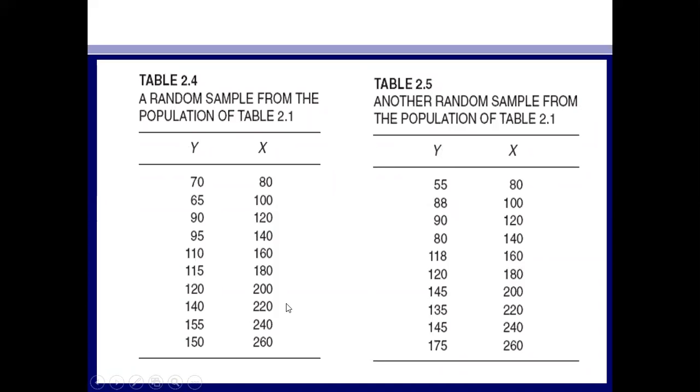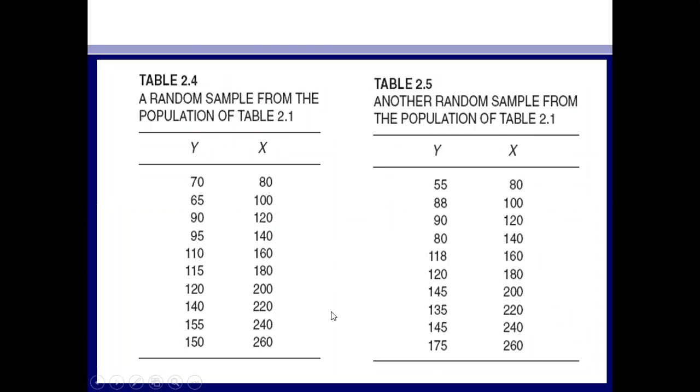So if we use the formula for beta 1 hat using this data, table 2.4, then you would get one numeric value of beta 1 hat. But if you change your sample to this one, table 2.5, it's very clear that because you are changing the data, the numeric value of beta 1 hat would also change. And similarly, if you consider a third sample, fourth, fifth, sixth, seventh, eighth different samples, the numeric value of beta 1 hat would change.